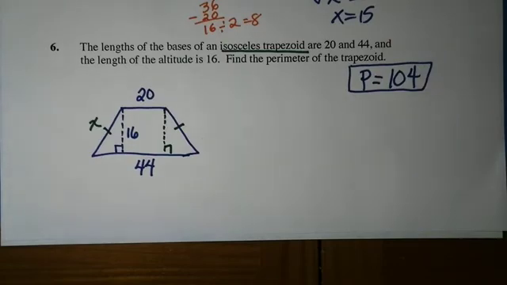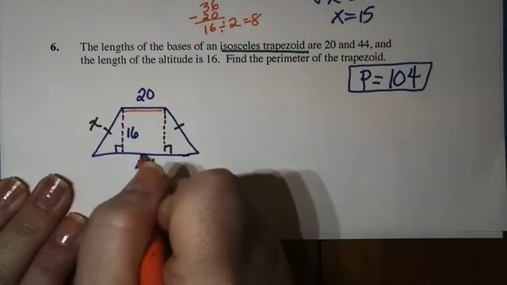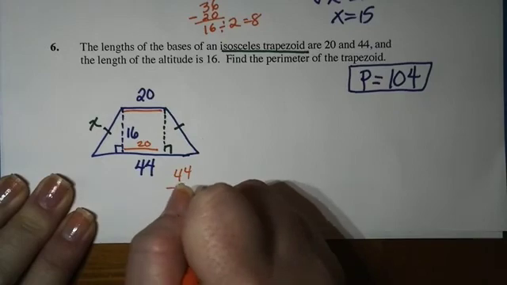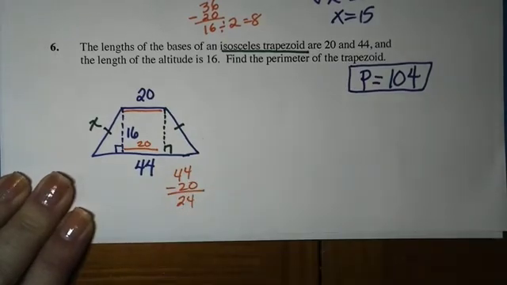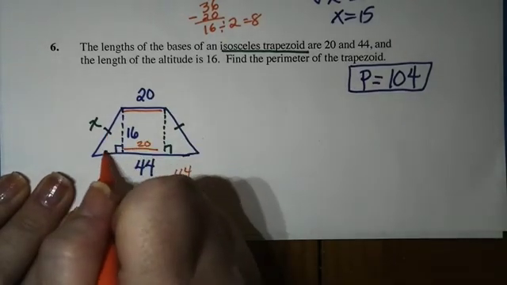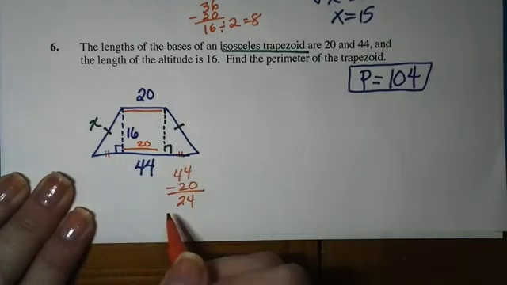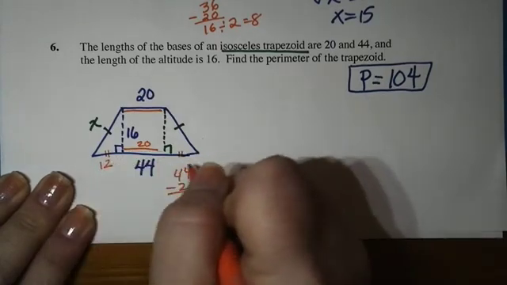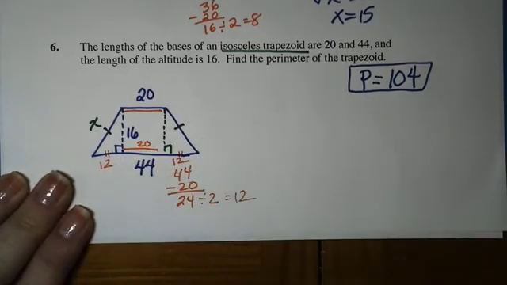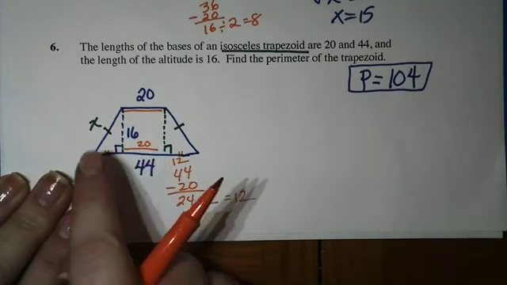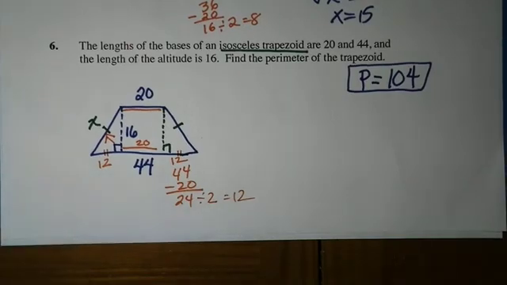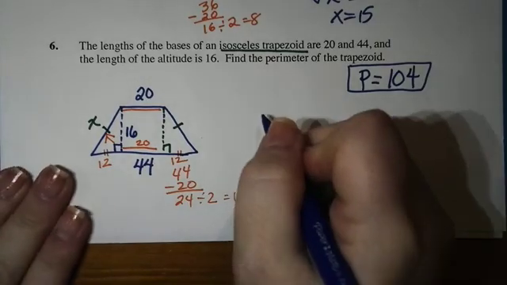So let's see what we've got here. If that's 20, this guy's 20. So same deal, 44, subtract out what you have, leaves you 24 to split equally between those two pieces. All right, so you've got 12 and you've got 12 right there. So we now have enough information to solve for that hypotenuse. All right, so here we go. This is very exciting stuff right here.